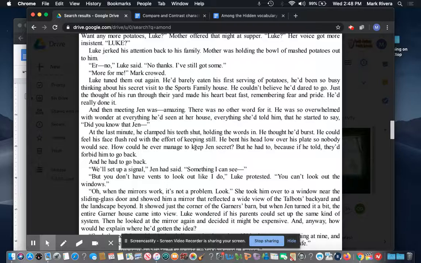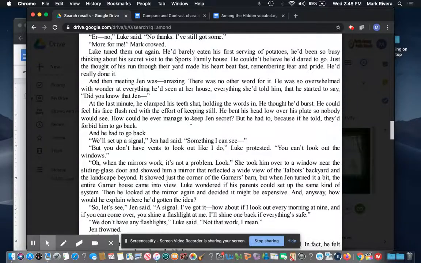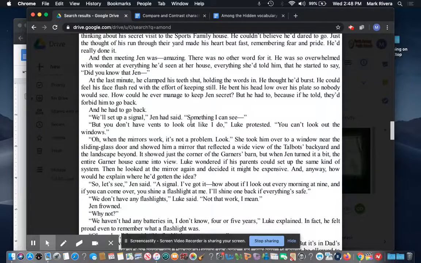He'd been so busy thinking about his secret visit to the sports family's house, he couldn't believe he'd dared to go. Just the thought of his run through that yard made his heart beat fast, remembering fear and pride. He'd really done it. And then meeting Jen was amazing. There's no other word for it. He was so overwhelmed with wonder at everything he'd seen at her house, everything she told him, that he started to say, "Did you know that, Jen?" At the last minute, he clamped his teeth shut, holding the words in. He thought he'd burst. He could feel his face flush red with the effort of keeping still. He bent his head low over his plate so nobody would see.